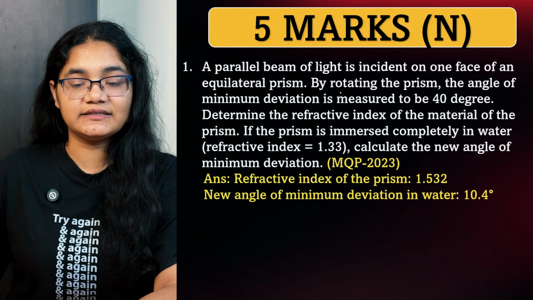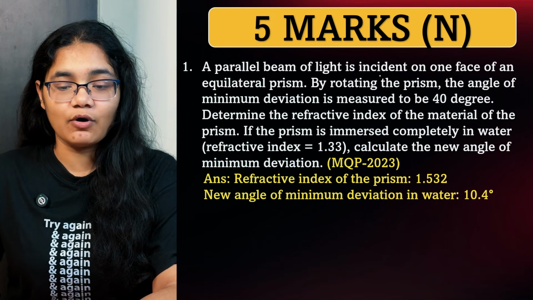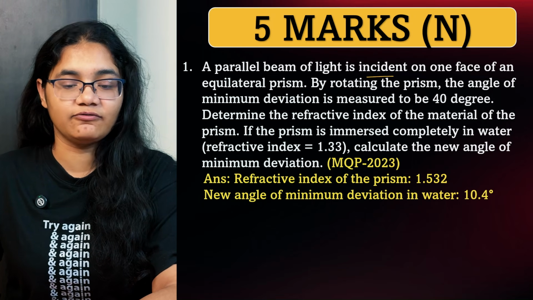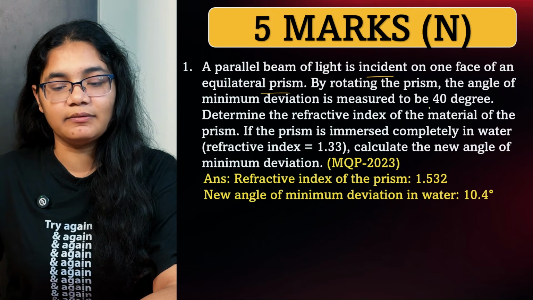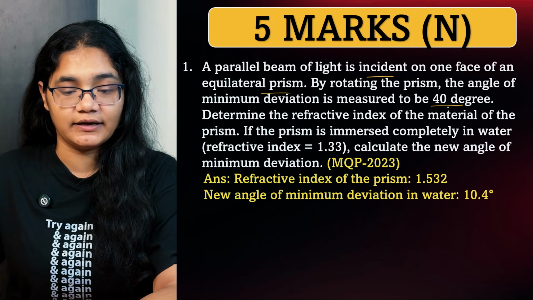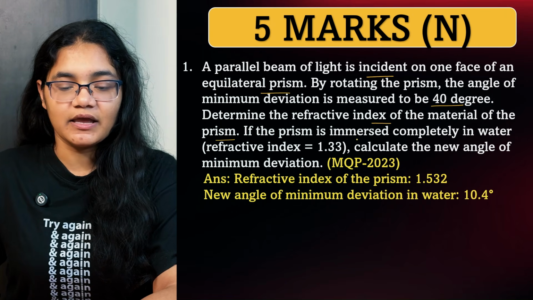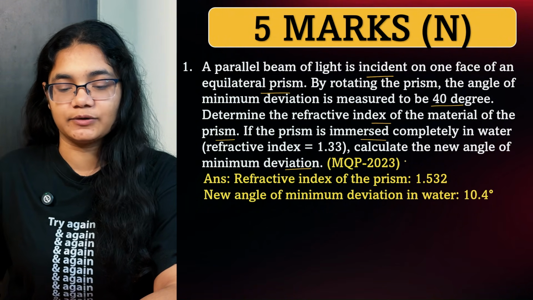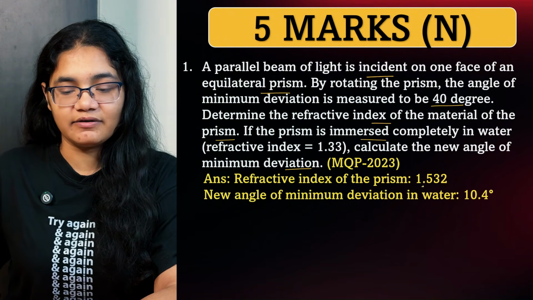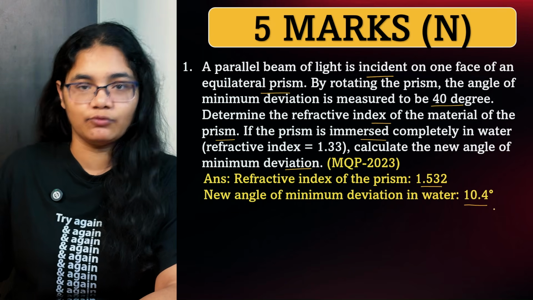Now we'll see some numerical questions from 5 markers. A parallel beam of light is incident on one face of an equilateral prism. By rotating the prism, the angle of minimum deviation is measured to be 40 degrees. Determine the refractive index of the material of the prism. If the prism is immersed completely in water, calculate the new angle of deviation. The refractive index is 1.532 and the new angle of deviation will be 10.4 degrees.